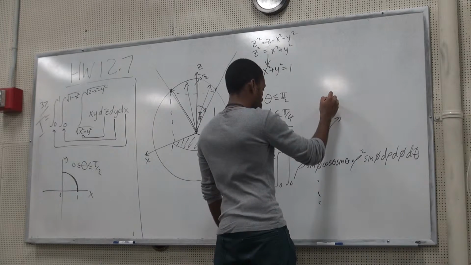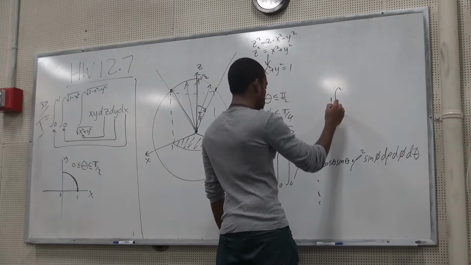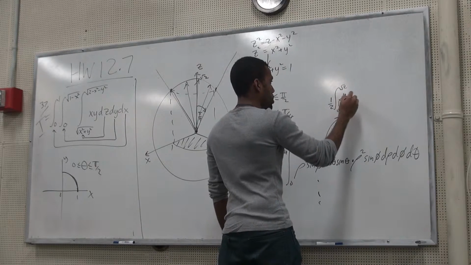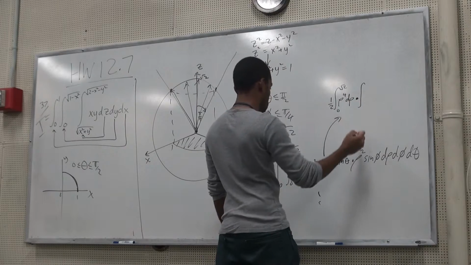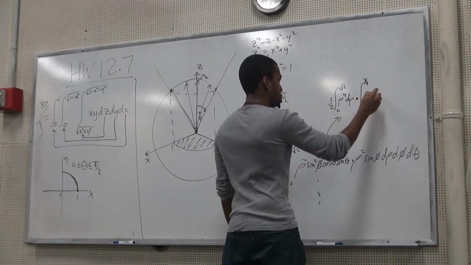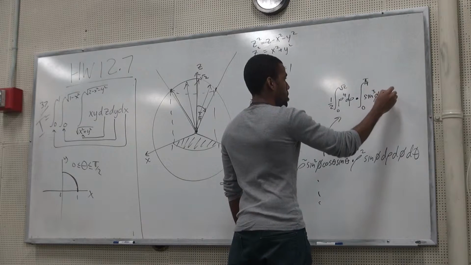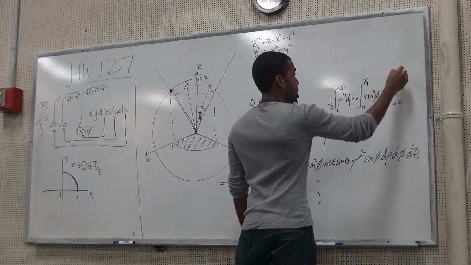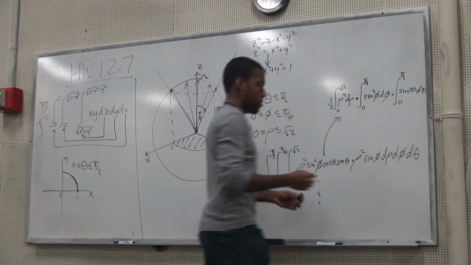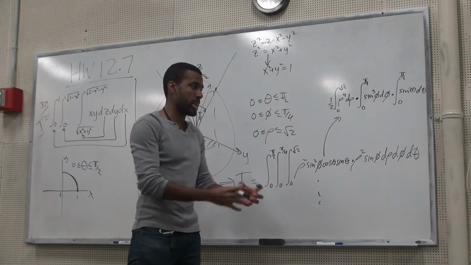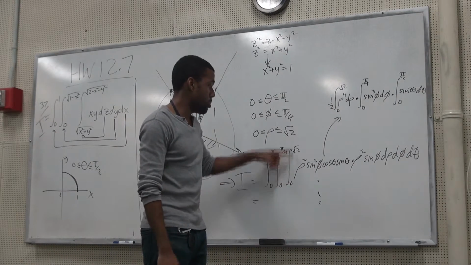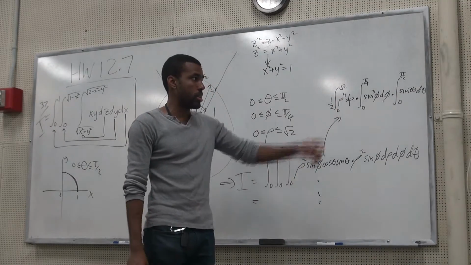I can do 1/2 the integral from 0 to radical 2 of rho to the 4th d rho, multiplied by the integral from 0 to pi over 4 of sine cubed phi d phi, times the integral from 0 to pi over 2 of sine 2 theta d theta. Yeah, because the variables don't mingle. I can separate them as products of functions where it's up each variable.